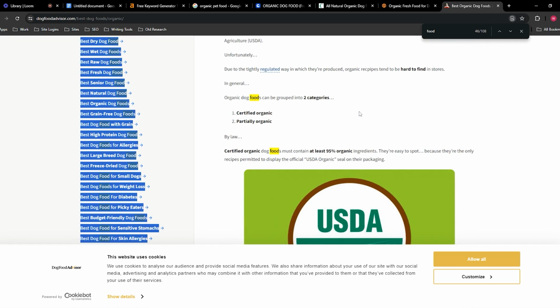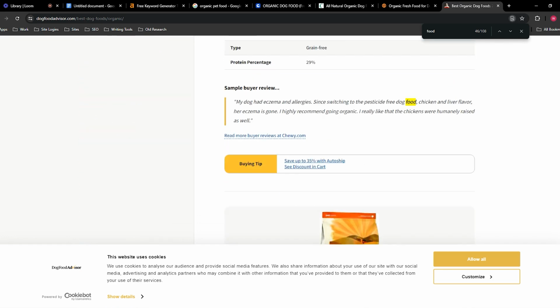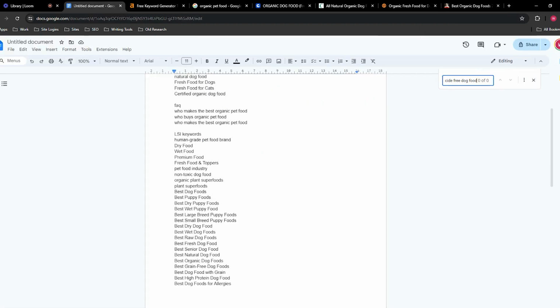So let's see if we can find some more, pesticide-free dog food. So let's see if we already have that. So once we have a lot of the keywords here, we can use the same thing to find if we have.